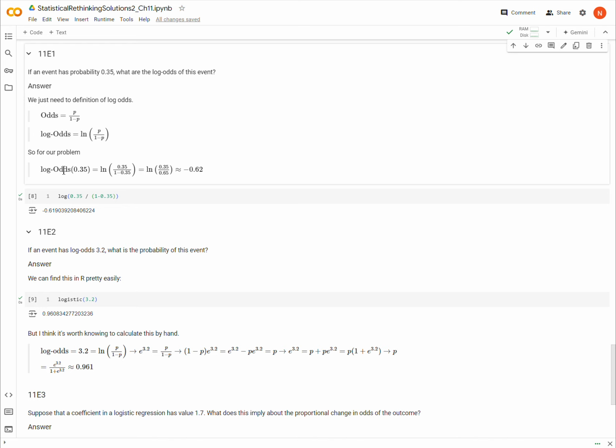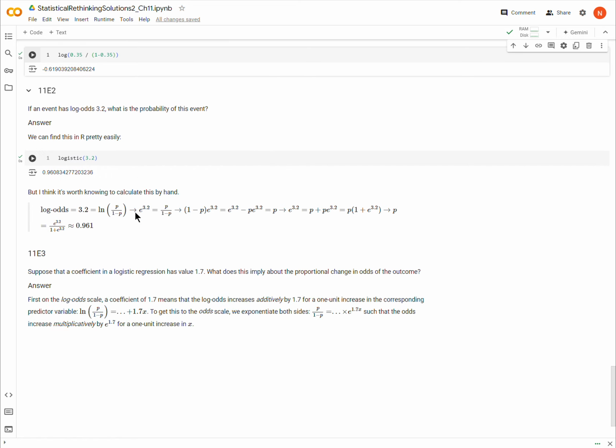If we go through and do all of that, we get the log of 0.35 over 1 minus 0.35, and this is our log odds, rounded to 2 decimal places. We can also do that in R pretty easily. That bit of code here, and you see this is the answer we get.